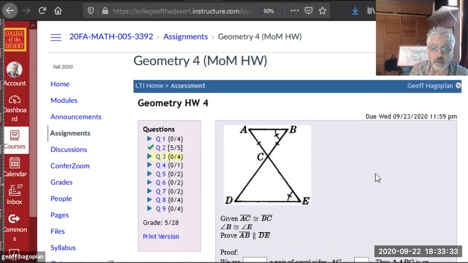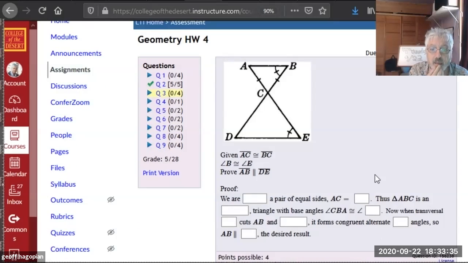And boom. Okay, so given AC is congruent to BC, and notice that those are marked with decorations, strokes that show that they're congruent in the diagram. Angle B is congruent to angle E, and again, those are marked with a little decoration indicating congruence. Prove that AB is parallel to DE. Oh, sorry, yeah, AB on the top is parallel to DE on the bottom.